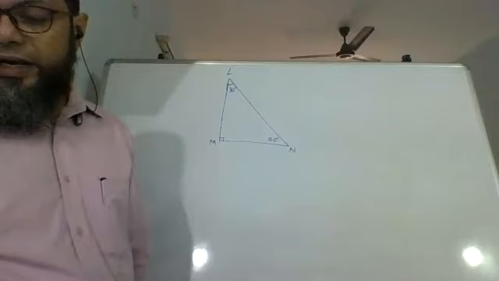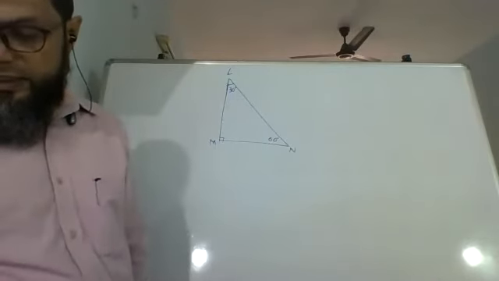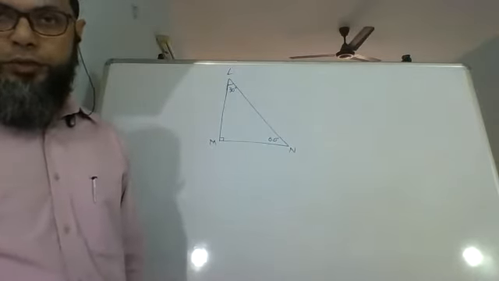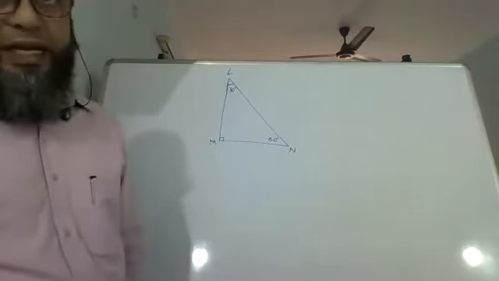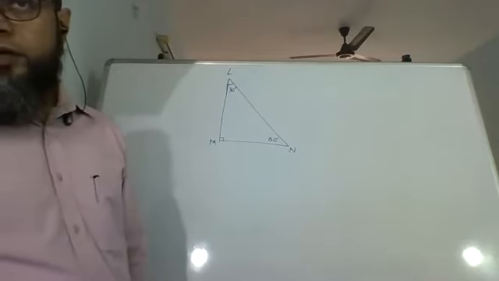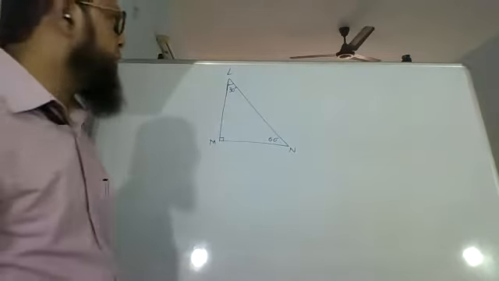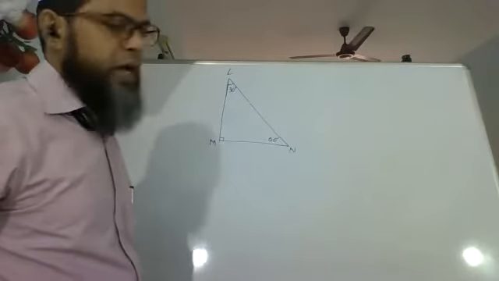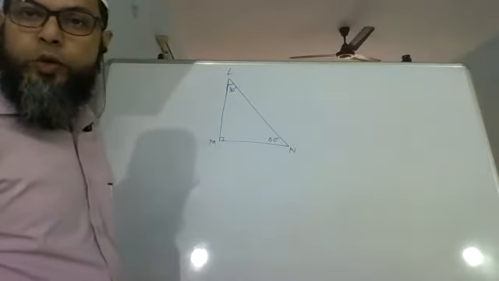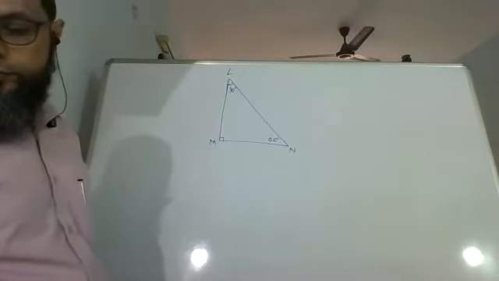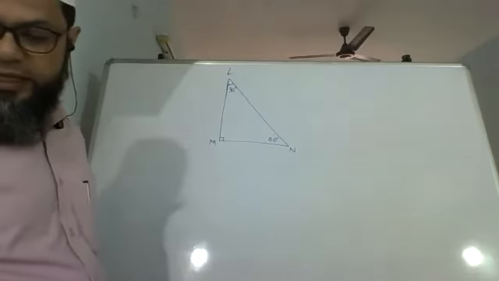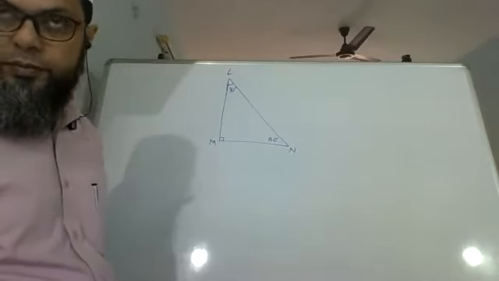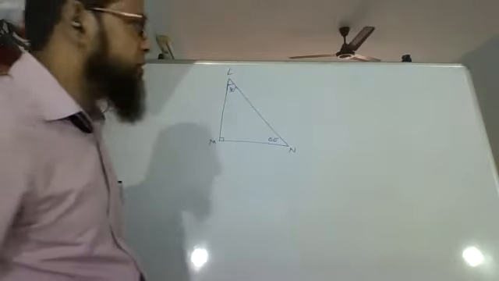If the acute angles of a right angled triangle are 30 degrees and 60 degrees, then the side opposite to the 30 degree angle is half of the hypotenuse, and the side opposite to the 60 degree angle is root 3 upon 2 times the hypotenuse. Okay. Draw this diagram. I'll explain what it means.